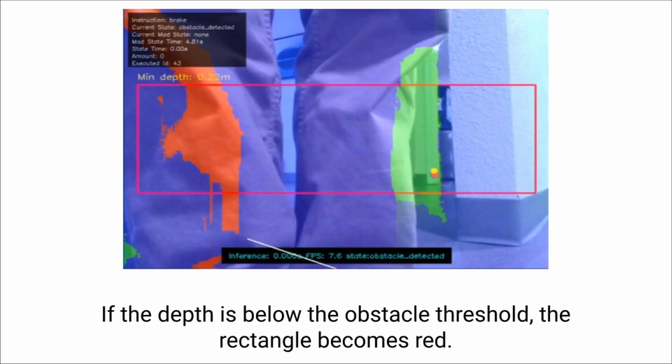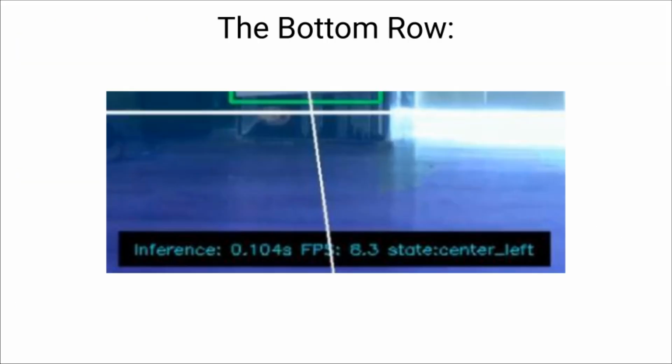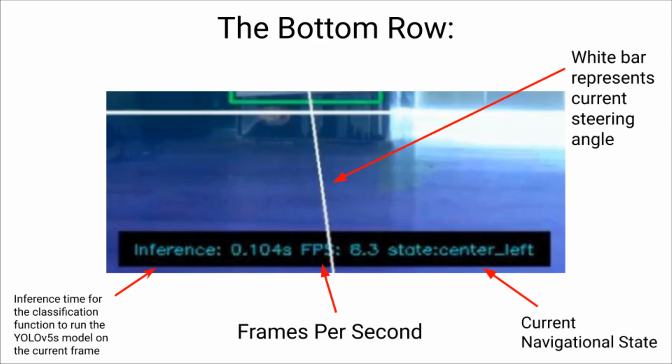If the depth measured is below the obstacle threshold, the rectangle will become red, indicating that the car has entered the obstacle detected state. A similar system is used to visualize the sign depth. The centroid of the bounding box's depth is printed in green, while the minimum depth within the sign's bounding box is printed in red. The value which is appended to the sign's tracker and used for state logic is the red value. Moving to the bottom row, it seems to be mostly self-explanatory, but let's check anyway. Looks good to me.